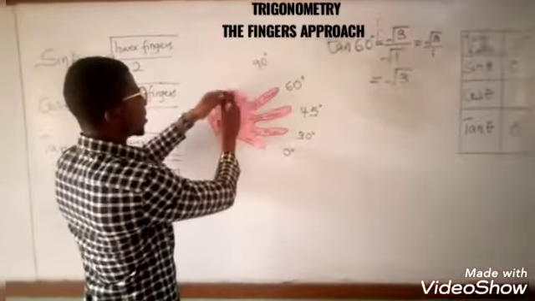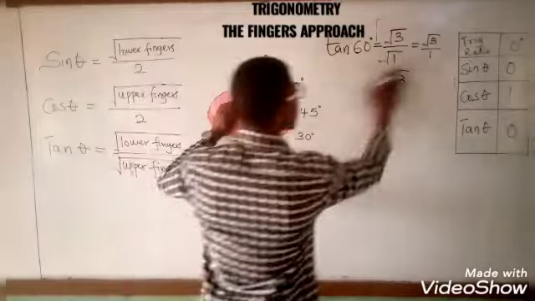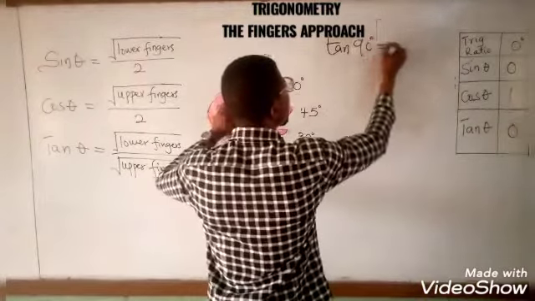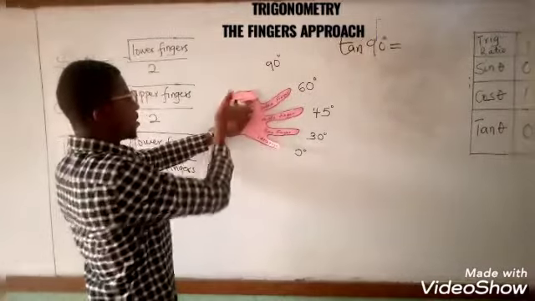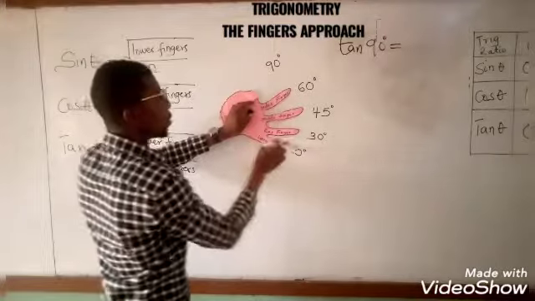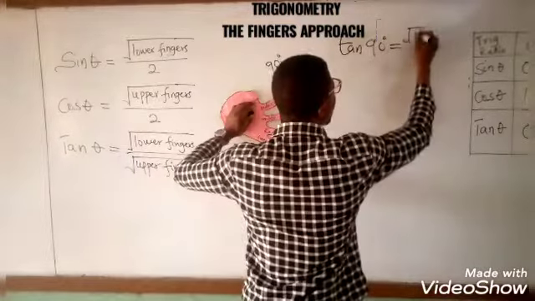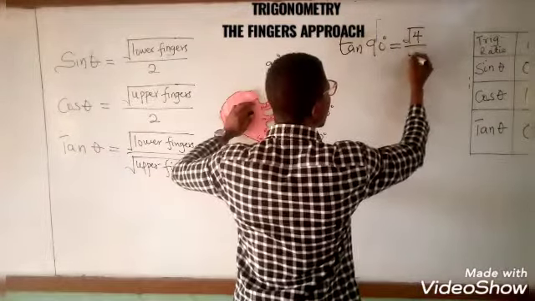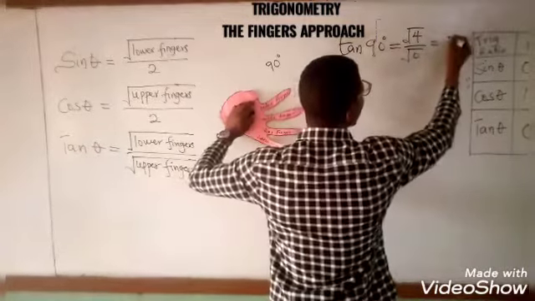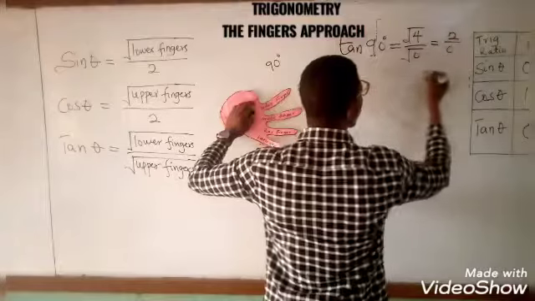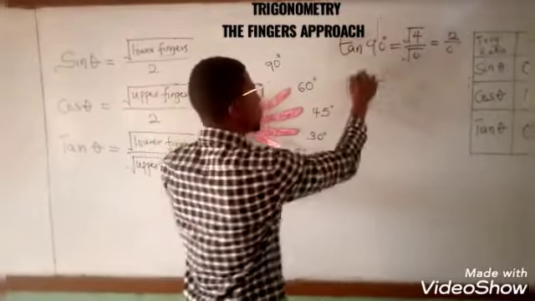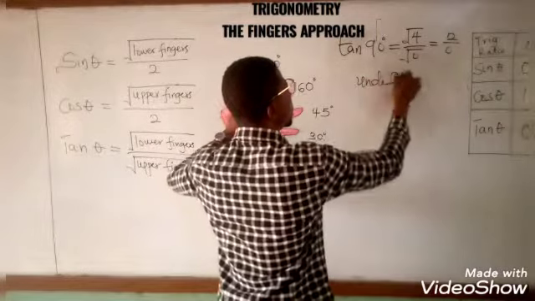Tan 90. In tan 90 degrees, we have the upper fingers, there's nothing there. But the lower fingers, they are 4. 1, 2, 3, 4. You have the square root of 4 divided by root 0. So you have 2 divided by 0, which is undefined. So tan 90 is undefined.